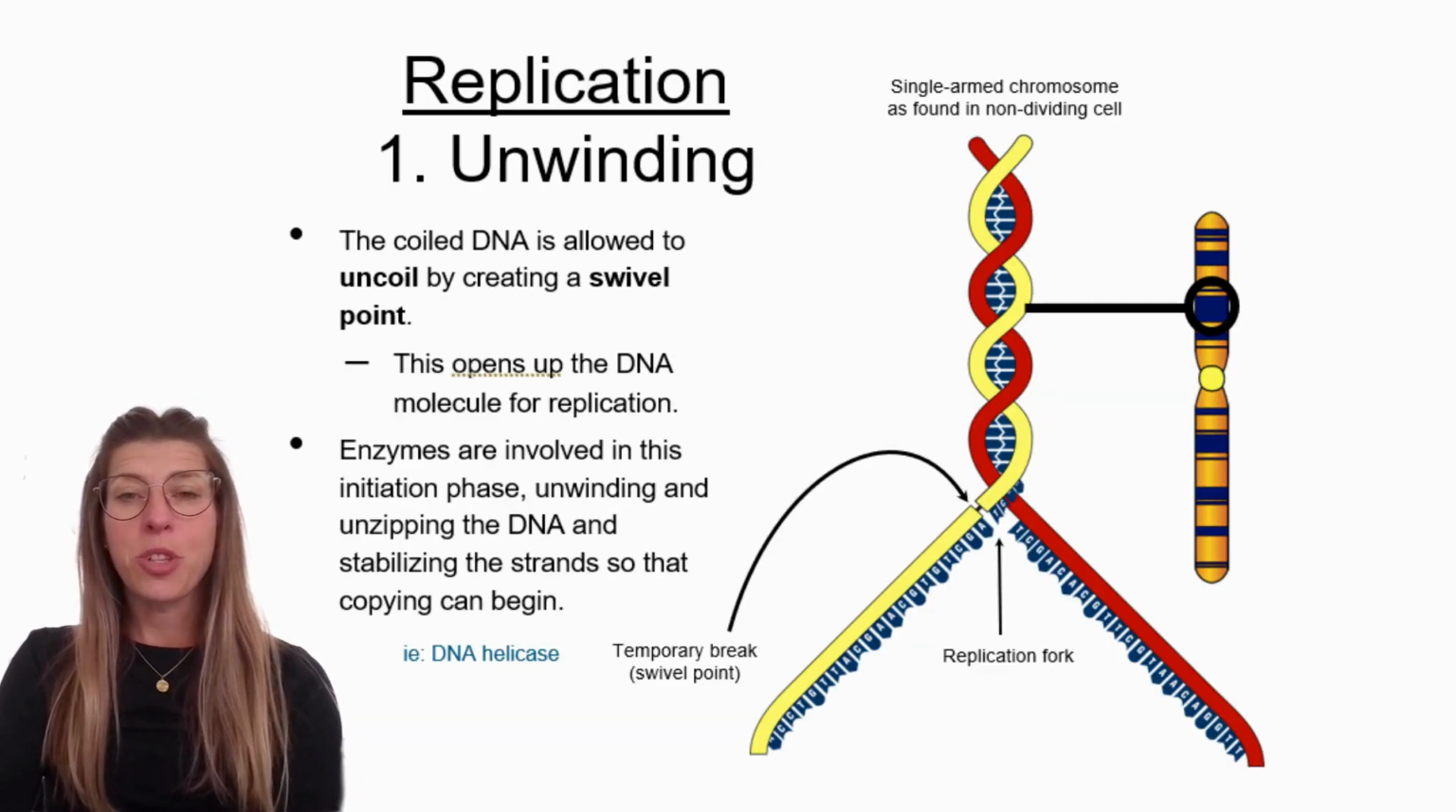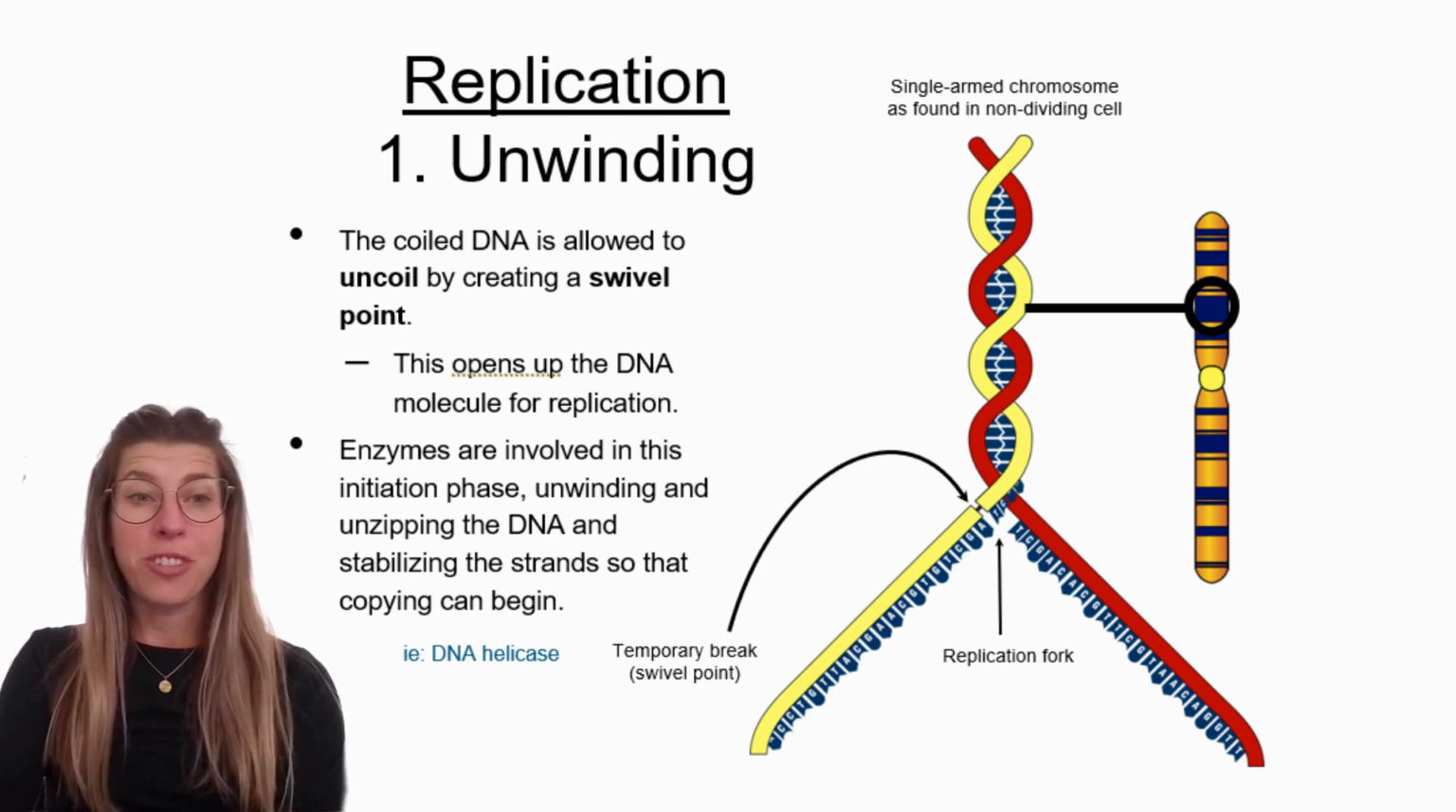So let's look a little closer at stage 1, which is the unwinding. Without unwinding of the double helix DNA, it would not make the nucleotide bases available to be able to create a new strand. So first we need to uncoil the DNA. And this creates a swivel point, is what they call it. This opens up the DNA molecule for replication.